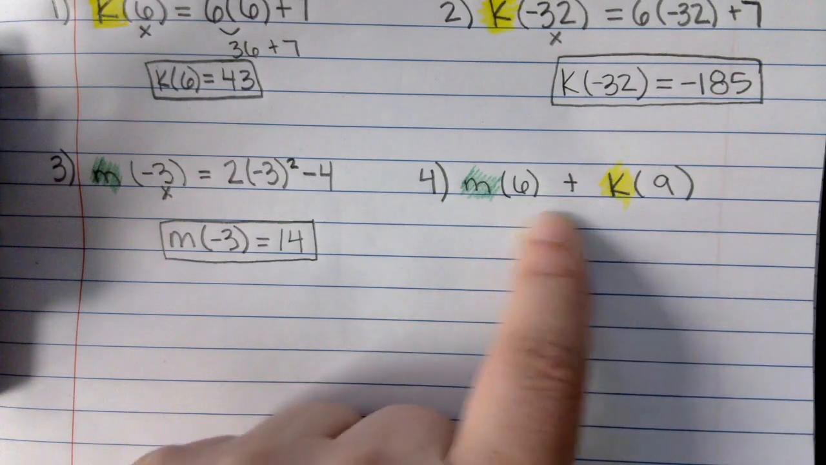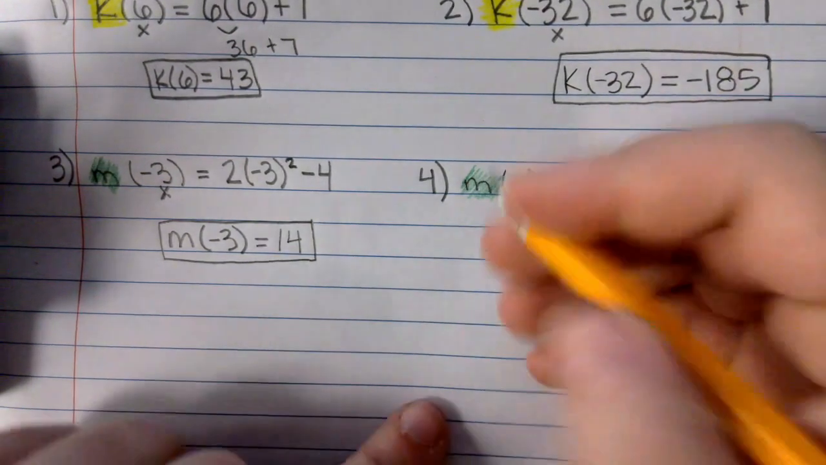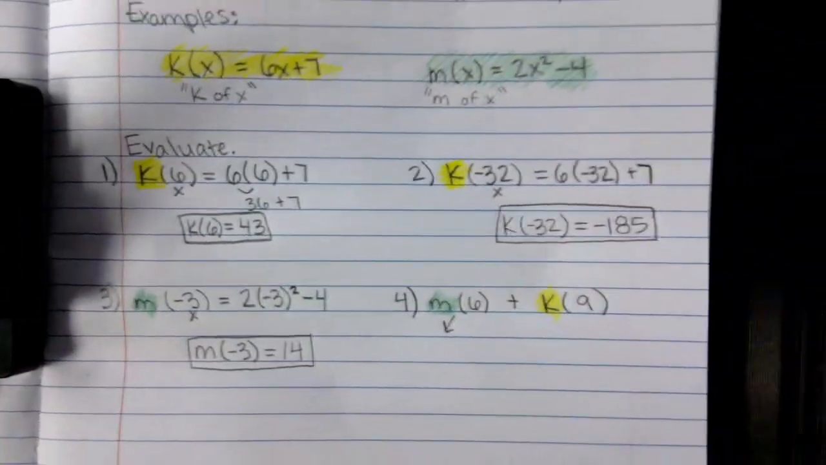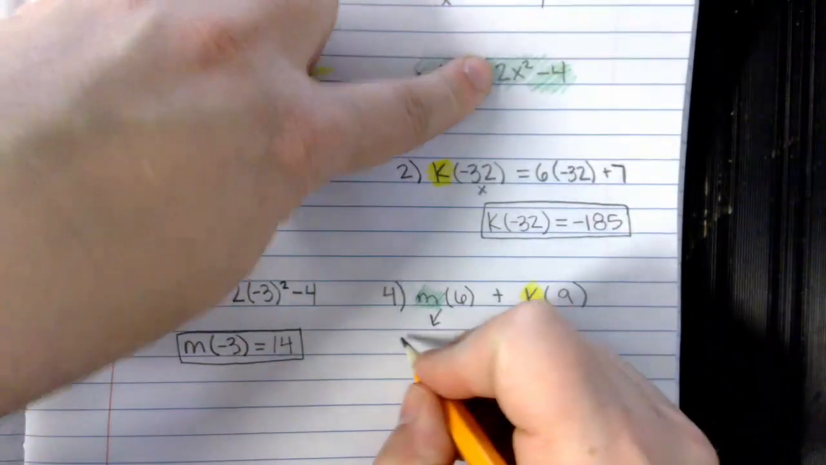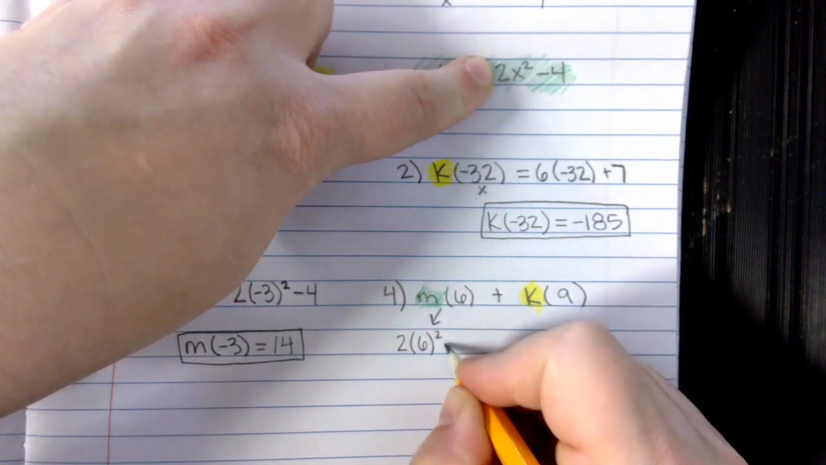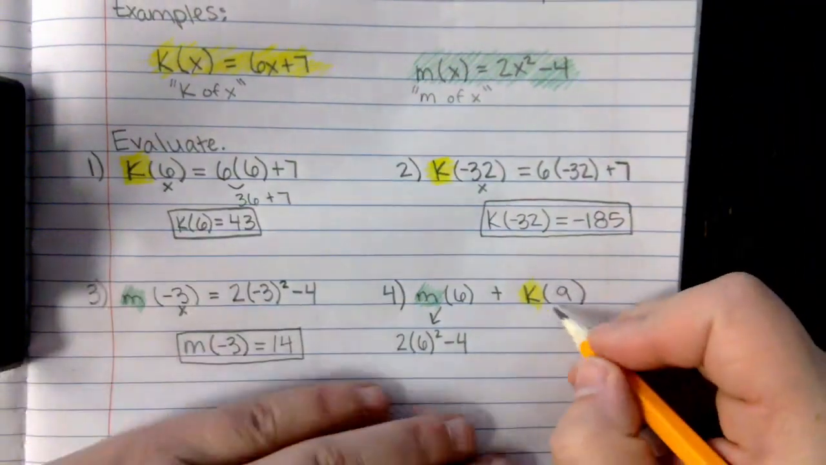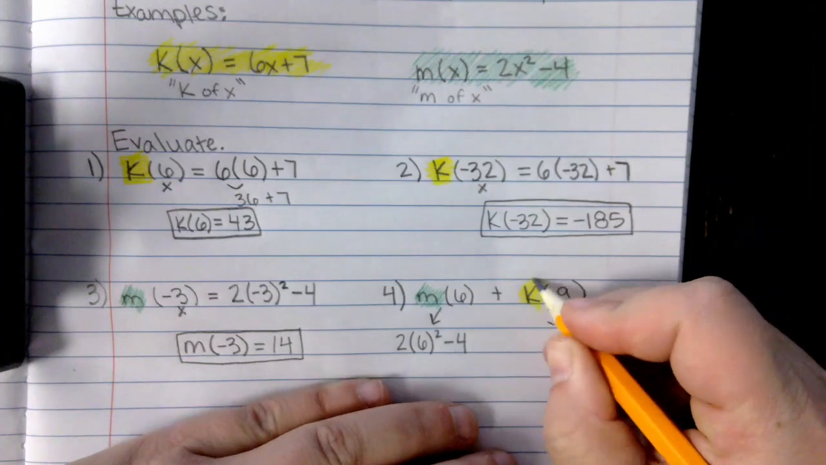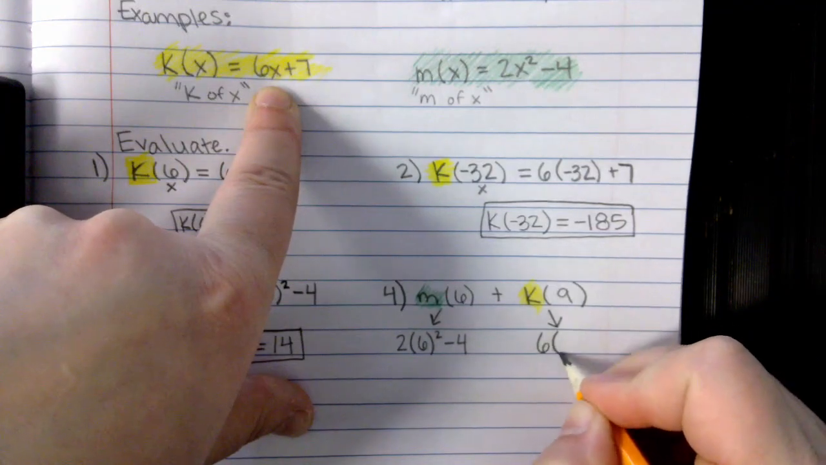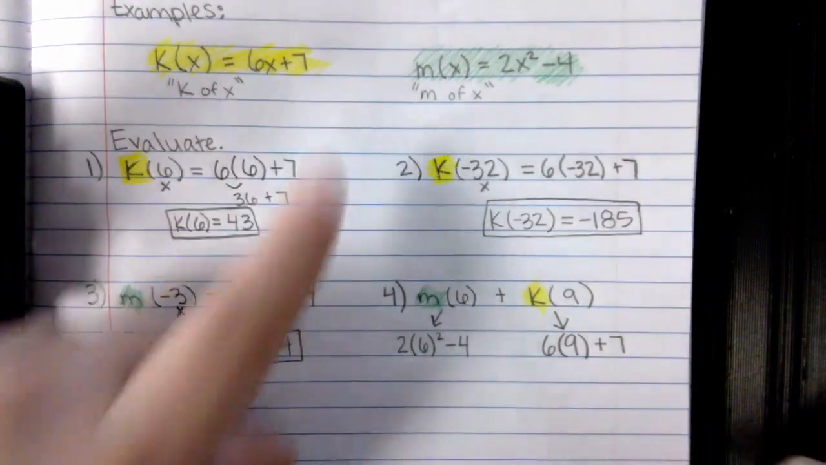Okay, so m of 6, when I do m is the 2x squared minus 4. So I'm going to do 2, my x is 6 squared minus 4. And then I need to do my k of 9, and I'm going to use my function k. So I need to go back to k, and that's our 6 times x. Our x is 9 plus 7. So it's really important we're following which rules those go with.